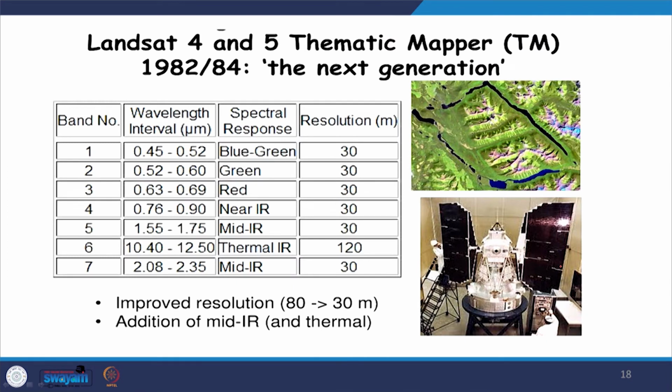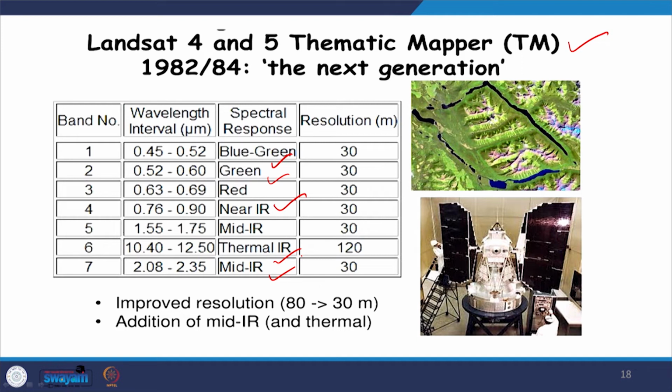Then Landsat 4 and 5 are called the next generation satellites, because some modification was done over Landsat 1, 2 and 3. So, these had the thematic mapper in it, and we know the wavelength regions, which we can actually correlate with the colors also: blue, green, red, near infrared, thermal infrared, mid infrared. So, we had a very good resolution. In Landsat MSS we had 80 meter resolution, here we have 30 meter resolution data.